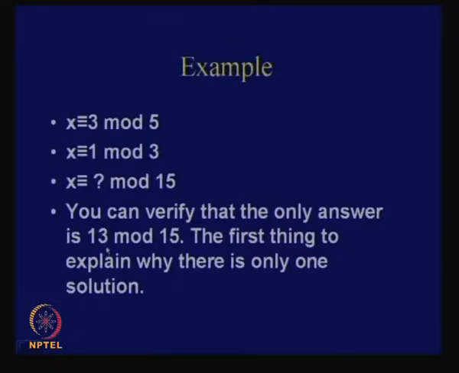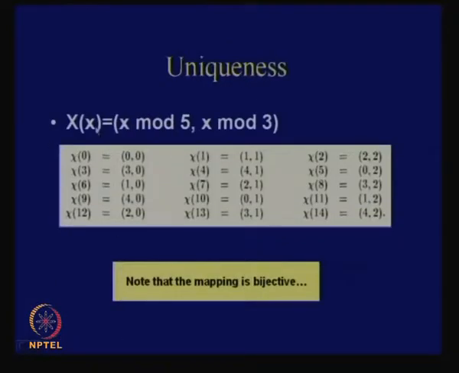The first thing to explain is why there is only one unique solution. In order to understand that, let us define one function. You take x, which is the actual thing which you need to compute, and you express it as a tuple like this: x mod 5 comma x mod 3. Note what the possible values of x are: since you are considering x mod 15, there are 15 values, from 0 to 14.